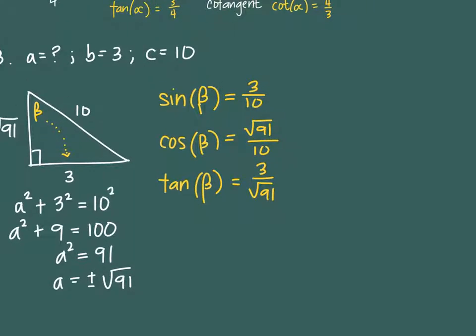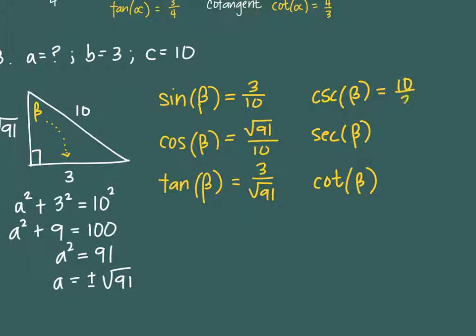Okay, so once I have those done, then I should do CSC, and I should do SEC, and I should do COT. Okay, that's cosecant, secant, and cotangent. And those go really fast because I just have to flip the ones that I had. So that'll be 10 over 3, 10 over square root 91, and square root 91 over 3. And it is okay to leave square roots in the denominator. You don't have to worry about rationalizing. It's totally fine to leave those square roots right there.